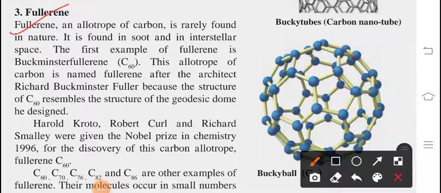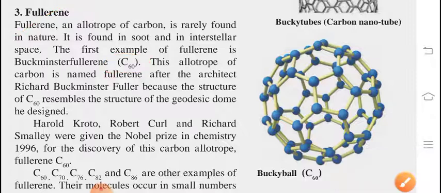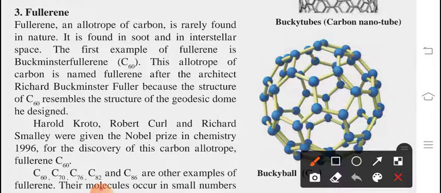Fullerenes. An allotrope of carbon is rarely found in nature. It is found in soot and interstellar space. The first example of fullerenes is Buckminster fullerene, which is C60. This allotrope of carbon is named fullerene after the architect Richard Buckminster Fuller, because the structure of C60 resembles the structure of the geodesic dome he designed.